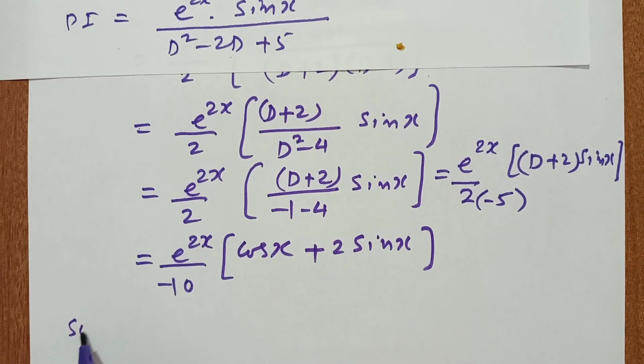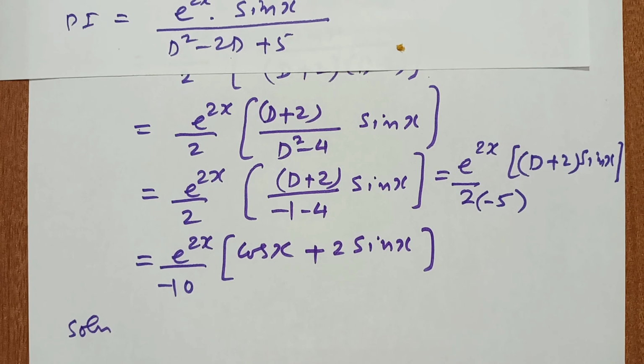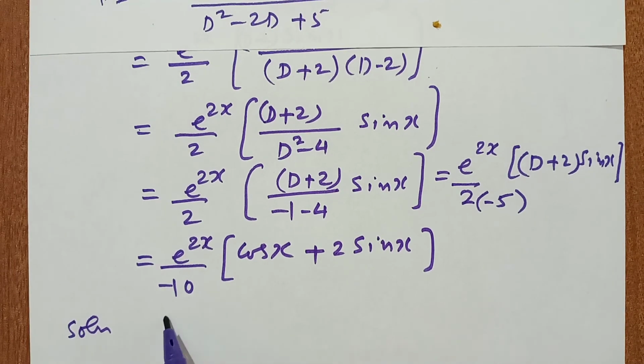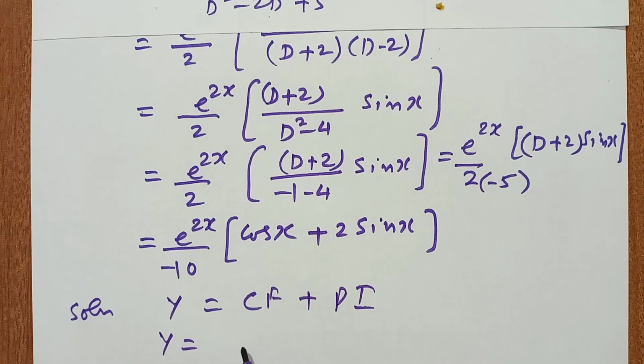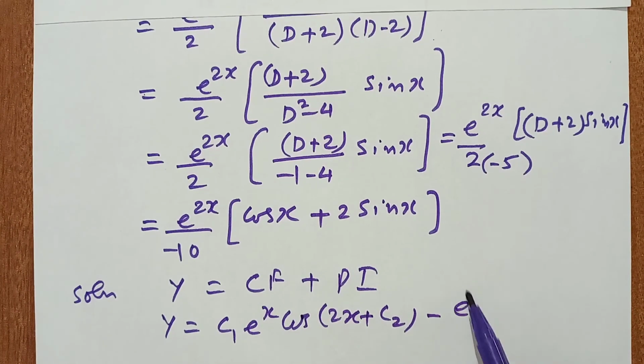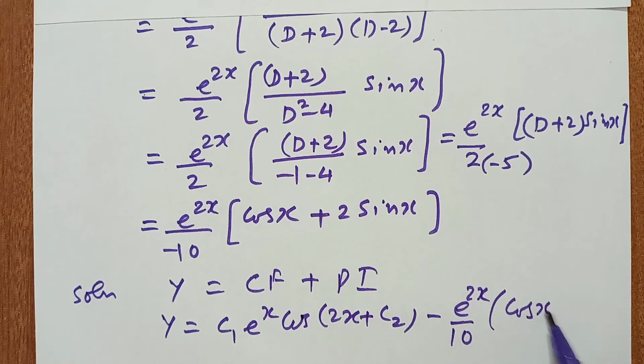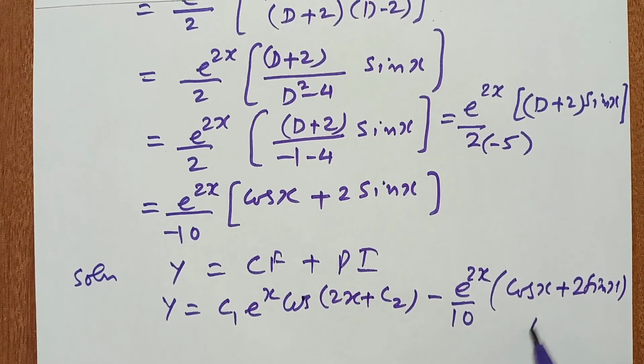Now the solution is, by taking y = CF + PI. So y = CF, which is c1 e^x cos 2x + c2, and minus e^(2x)/10 (cos x + 2 sin x). Okay, so this is the answer.